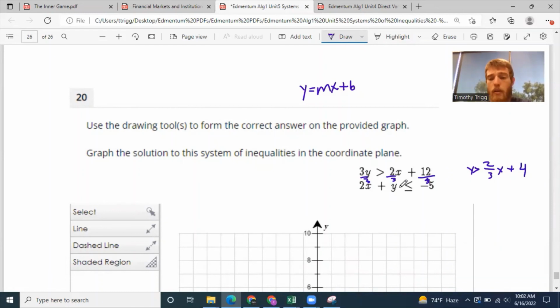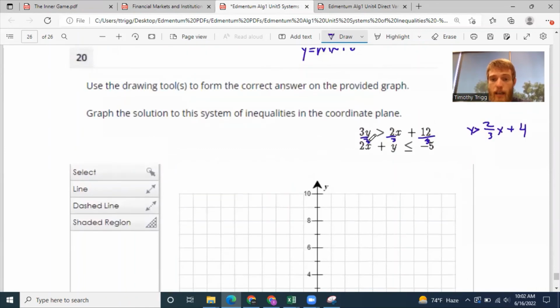So this first inequality, we would rewrite as y is greater than 2/3 x plus 4. Now we can see our y-intercept, our b, is 4, and the slope is 2/3. So you'd go up 2 over 3.